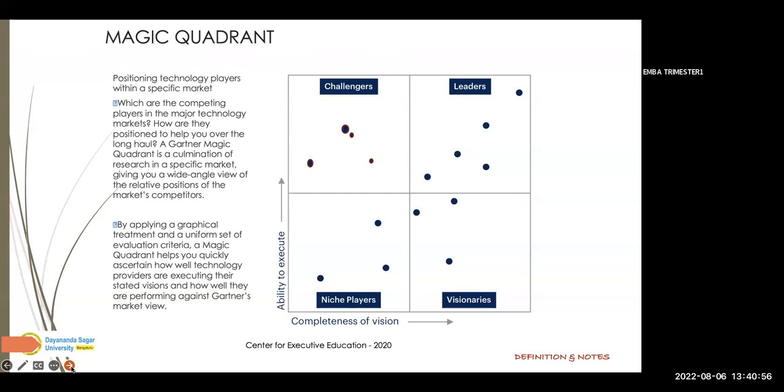The niche player has a very low aspiration. He doesn't have great aspiration. Completeness of vision itself is lacking. I want to be the largest electric scooter company in Karnataka. But if you can get this person to start thinking a little wider, it is possible to position him into a leadership position. The problem with the visionaries is that they have great thoughts, but they don't know how to execute.